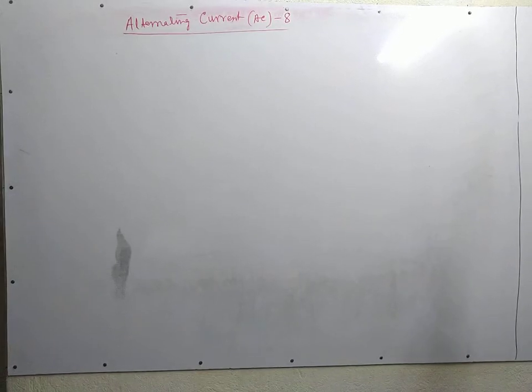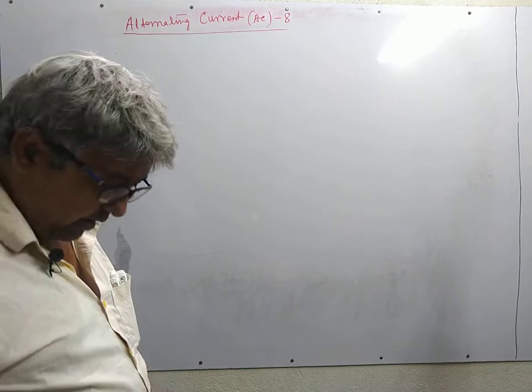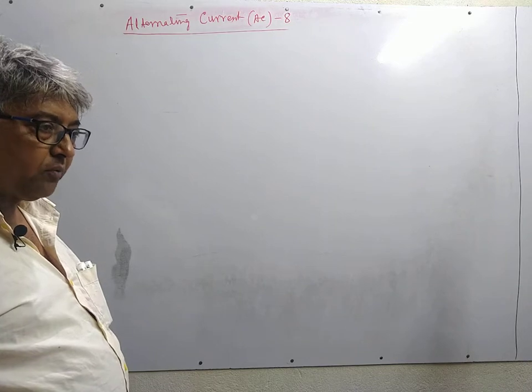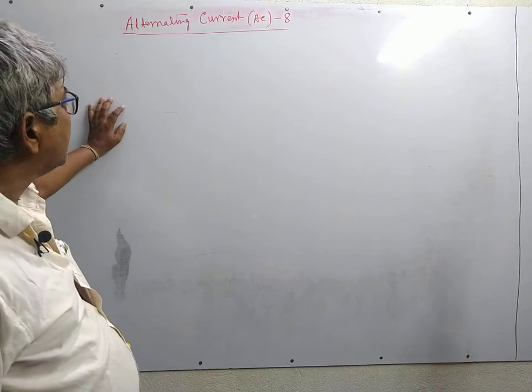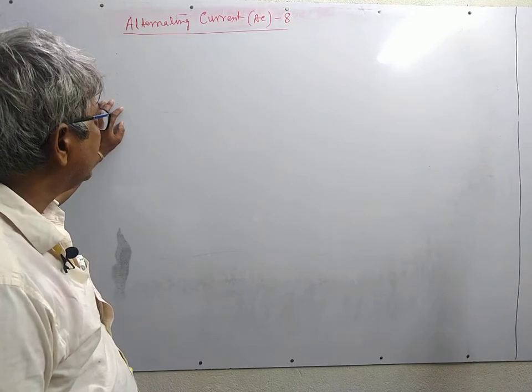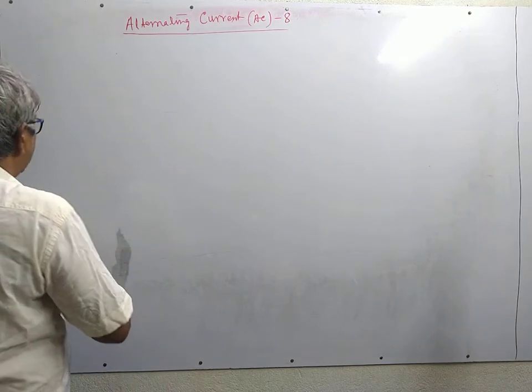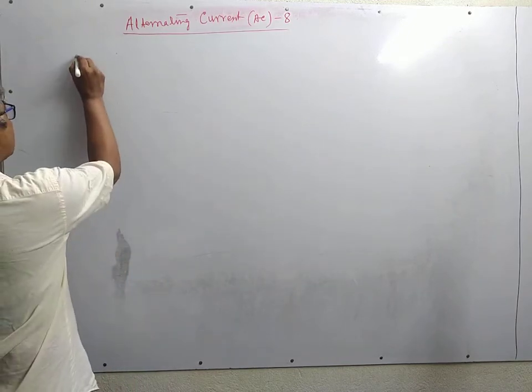Eighth lecture on AC, alternating current. Today we shall consider a circuit consisting of L, C, and R, which is not very frequently found in textbooks. We consider a circuit like this.